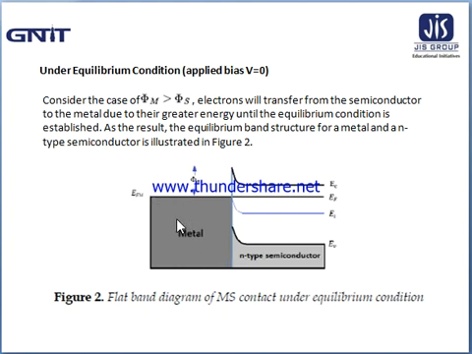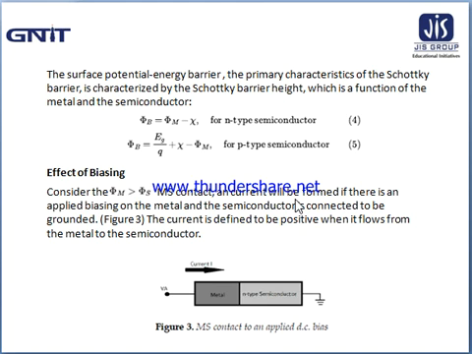That means the equilibrium band structure for a metal and an n-type semiconductor is shown in figure 2. This is the metal, and that is phi B, and this is the n-type semiconductor, and here is the barrier. Now the surface potential energy barrier, phi B, which is the primary characteristic of a Schottky barrier, is characterized by the Schottky barrier height, and that is a function of the metal and the semiconductor.